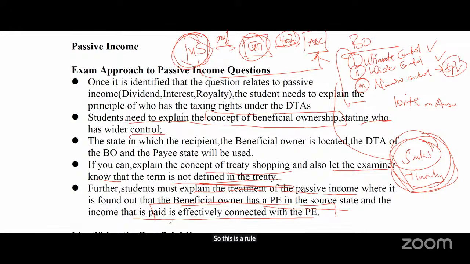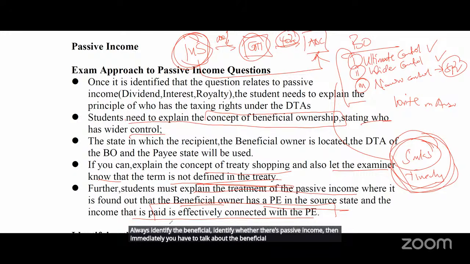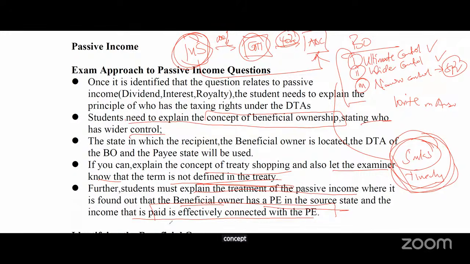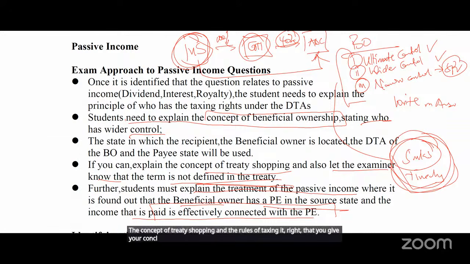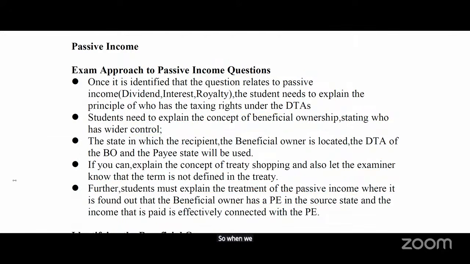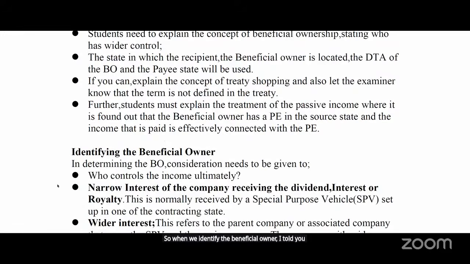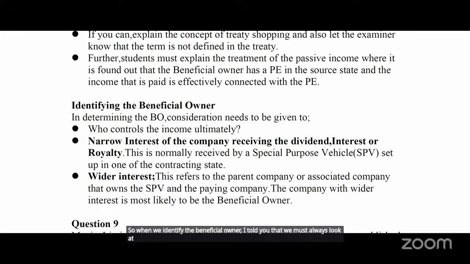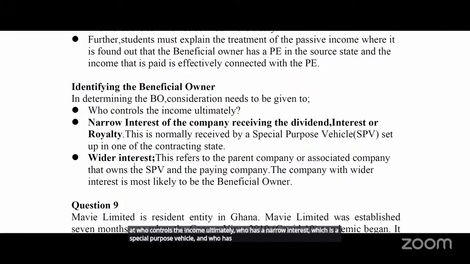Always identify whether there's passive income, then immediately you have to talk about the beneficial owner. Who has the taxing rights under the DTA, the concept of beneficial ownership, the concept of treaty shopping and the rules of taxing it, right? Then you give your conclusion. So when we identify the beneficial owner, I told you that we must always look at who controls the income ultimately, who has a narrow interest, which is a special purpose vehicle, and who has a wider interest, right?